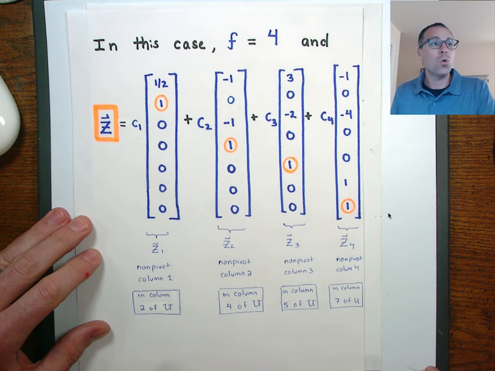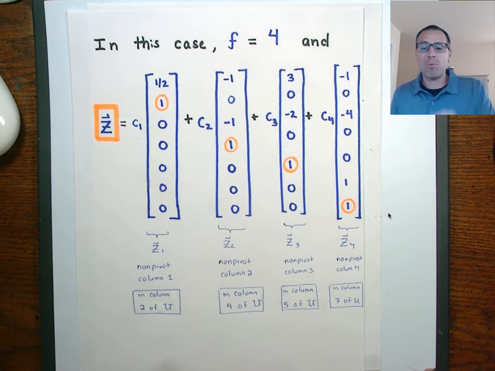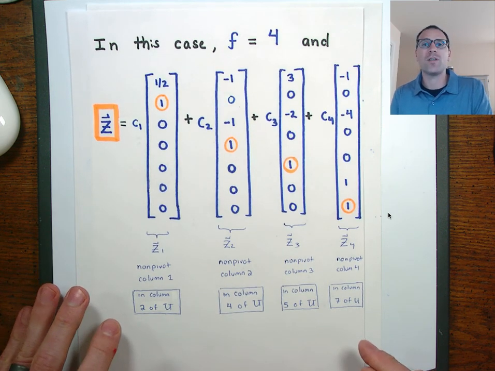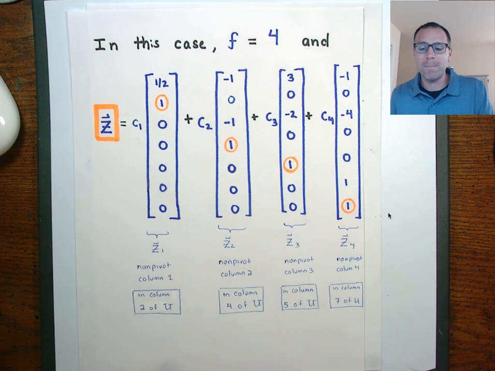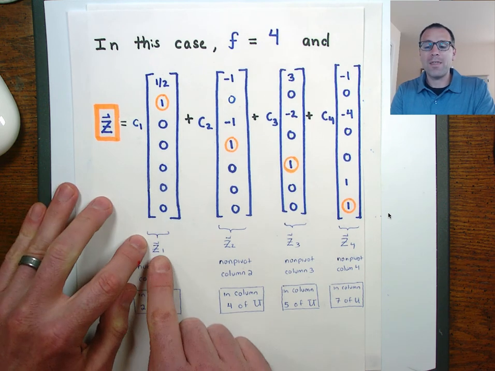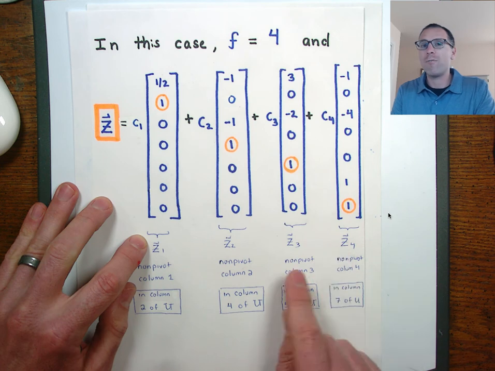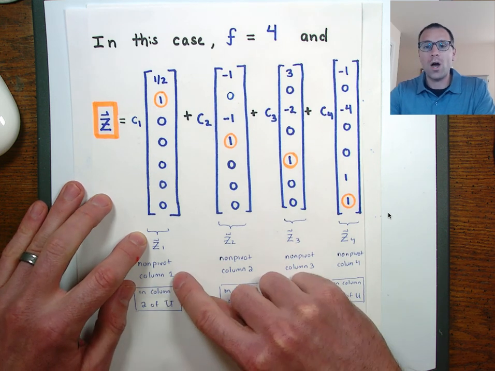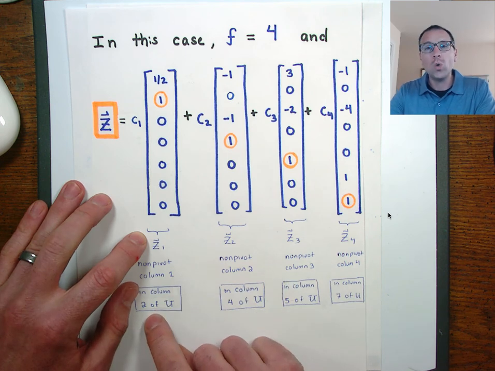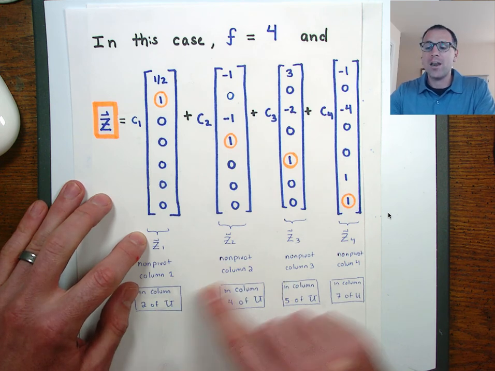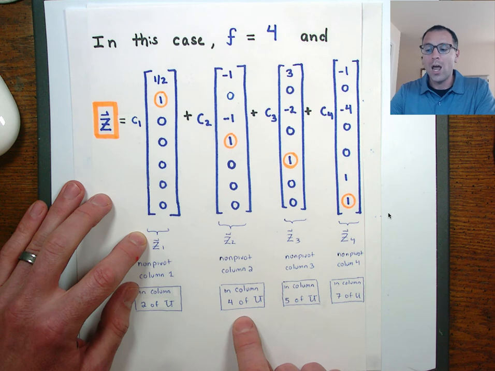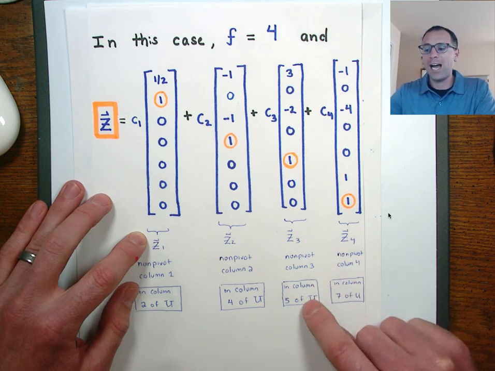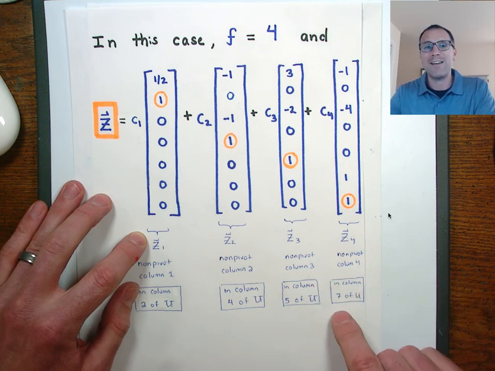We've just done a ton of work in this example, and we're actually going to take a break here and move on to the next video so that this video is not 45 minutes long. Before we do that, though, I want to remark, these individual vectors come from focusing on the non-pivot columns, and non-pivot column 1 was column 2 of my original matrix. Non-pivot column 2 was column 4. Non-pivot column 3 was column 5, and non-pivot column 4 was column 7.